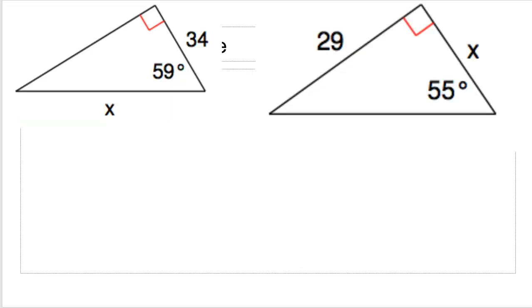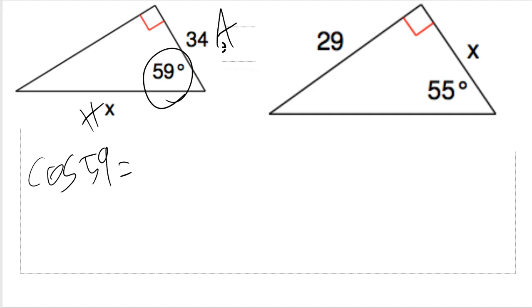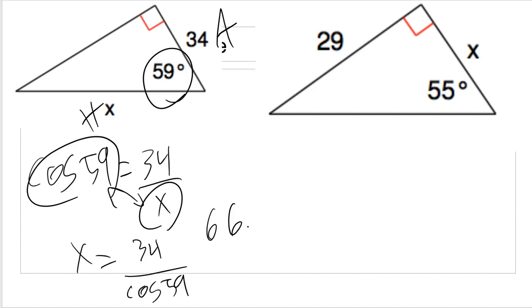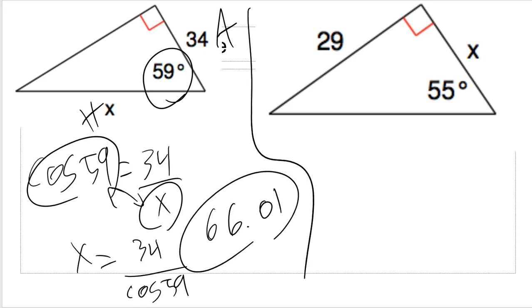All right, just two more slides. This one is adjacent, this one's hypotenuse, so that means we use cosine. Cosine of 59 equals 34 over x. Switch these two around, and we get x equals 34 divided by cosine of 59. So 34 divided by cosine of 59, and we get 66.01 for that one.